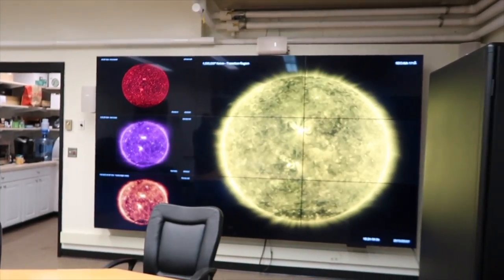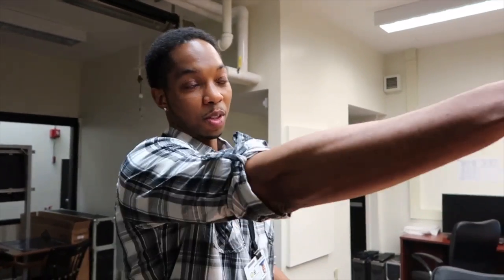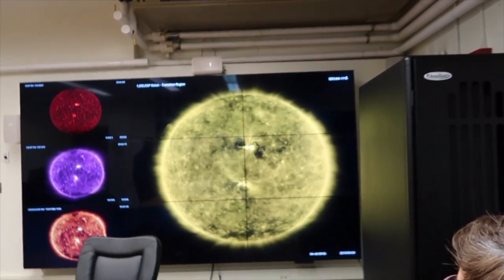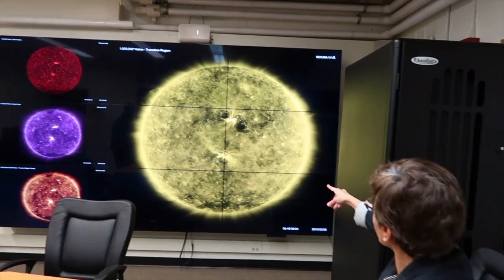As solar physicists and stellar physicists, we learn a lot about objects that are very far away by the light that is created. It gives us information about the chemicals, the elements present, the temperatures of the material that's making the light, and the speed, velocity, and direction of the plasma that's moving. And you just missed it, actually. There's an eruption that just happened in the middle. Yeah, right there.